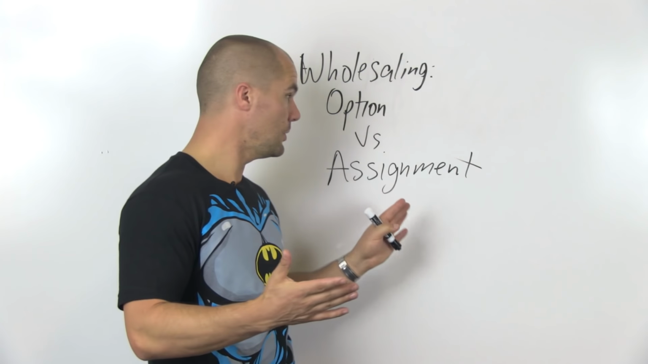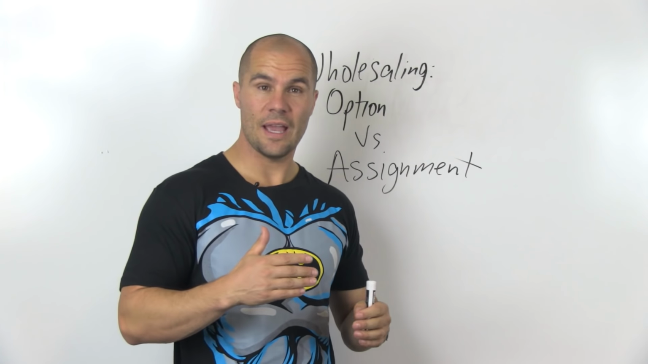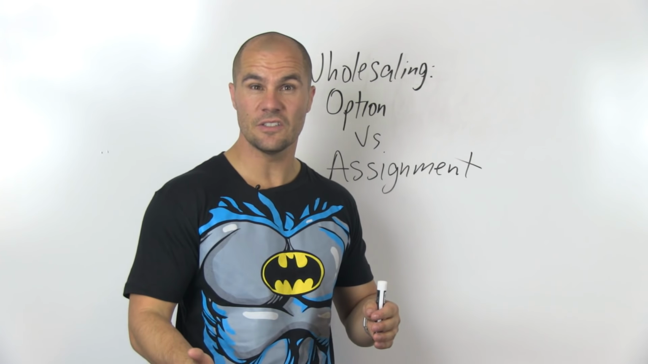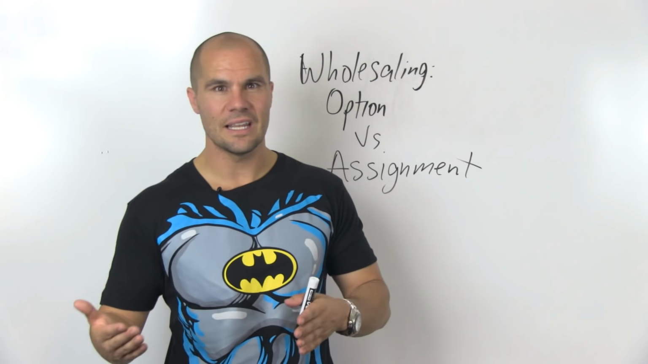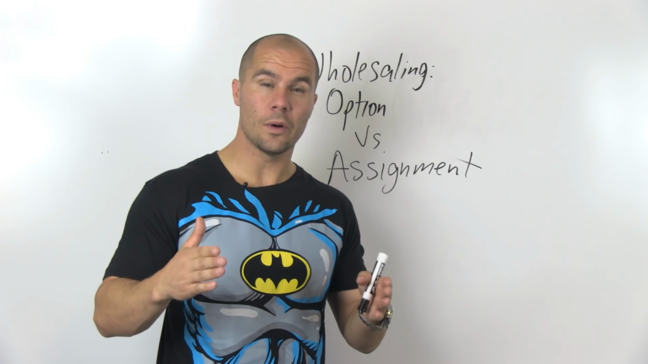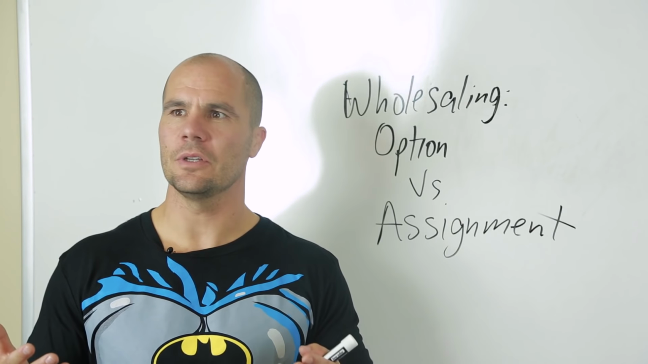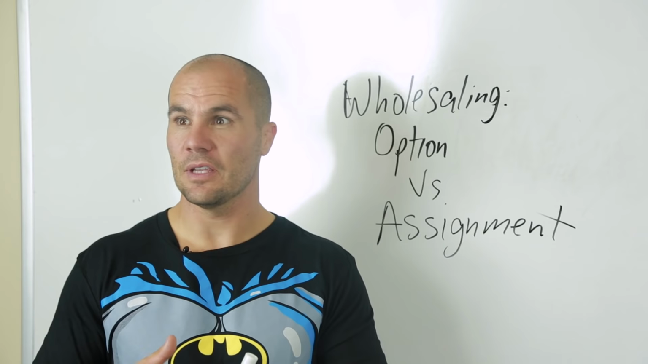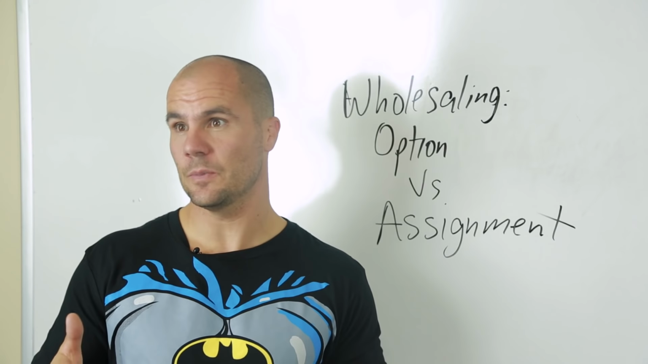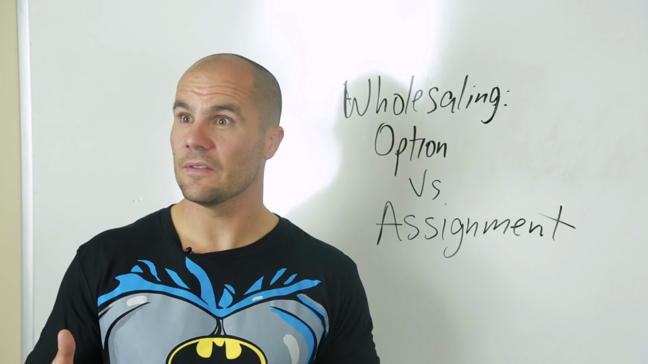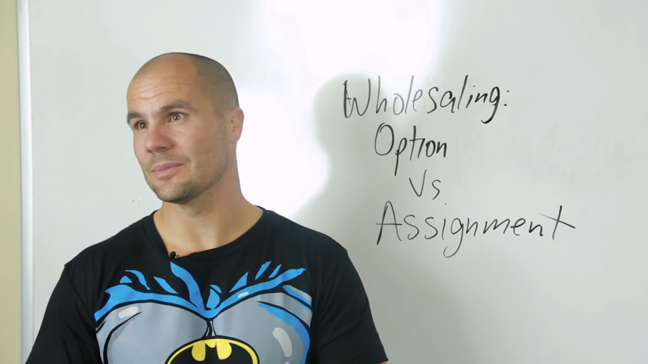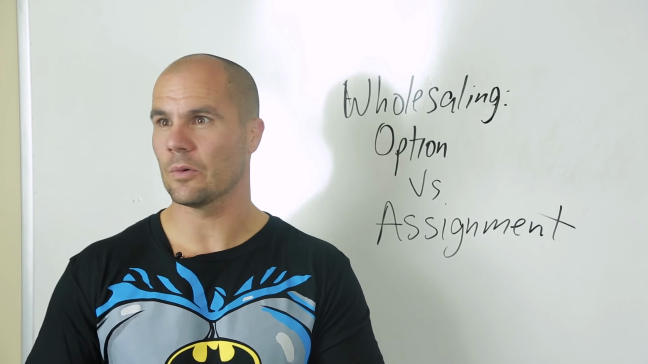So a lot of times if you're doing an assignment, you want to make sure you have a contingency, like an inspection contingency. That could be 5, 7, 10 days. That gives you a little window of time to find your cash buyer. If for some reason you can't and you want out of the contract, you have to exercise it during that due diligence period. If you don't, then again, you could be bound to the terms of the contract. So there's more liability there with an assignment.